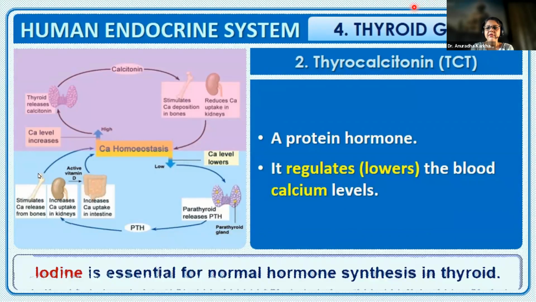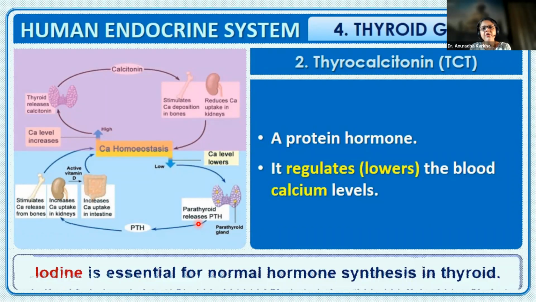Now we talk about thyrocalcitonin. I know this diagram is actually a collective diagram of the two glands, parathyroid and thyroid, but still, first I'll just try to explain. Thyrocalcitonin, TCT, is a protein hormone. It regulates, rather it lowers the blood calcium level. Now when we say it lowers the blood calcium level, एक negativity आ जाती है, अरे blood calcium level कैसे कम करा सकता है? But what is the role of this thyrocalcitonin? It is to remove the calcium from the blood and make it deposited inside the bone.